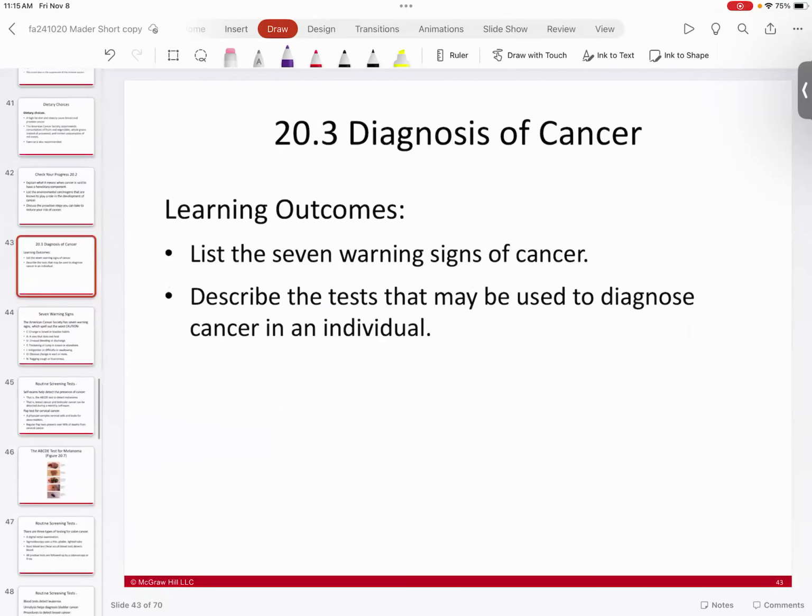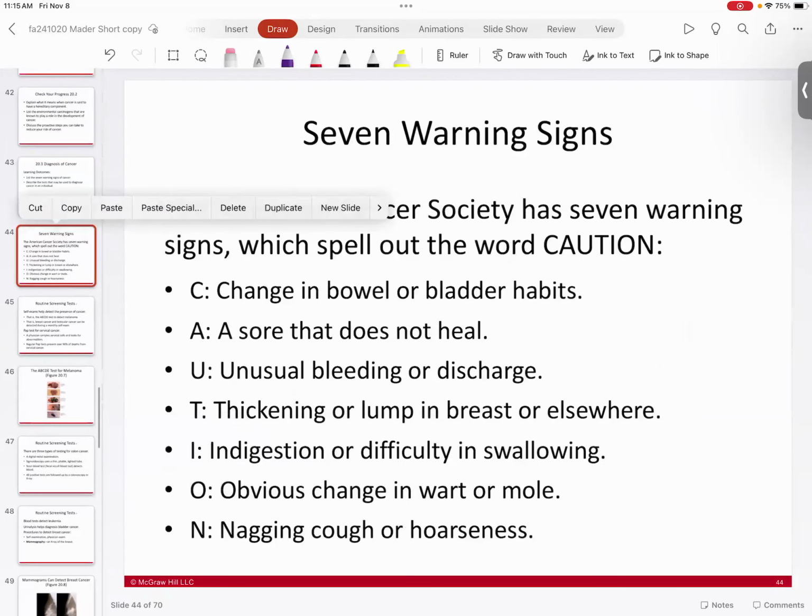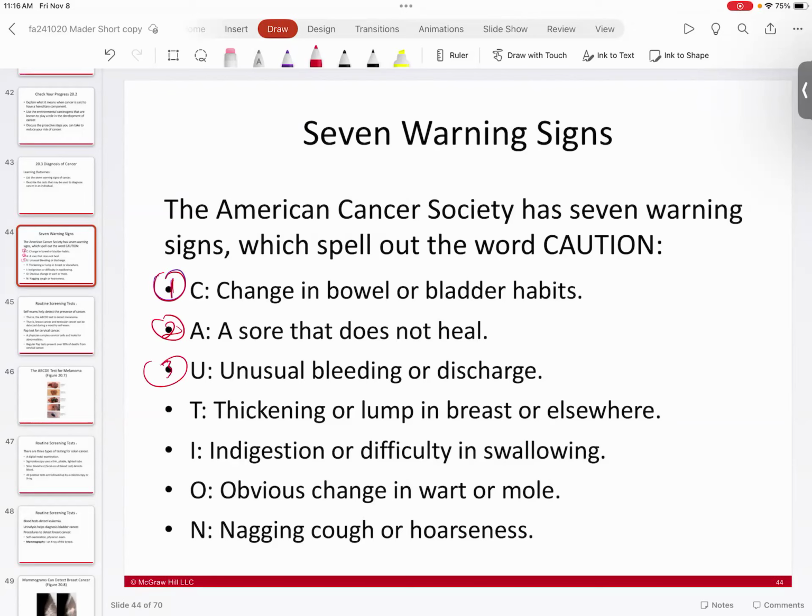Okay. Now let's take a look at diagnosis. All right. So basically, when we take a look at diagnosis, you have seven warning signs associated, we refer to as caution. First of all, if you experience a change in your bowel or bladder habits, make a note of that. If you have a sore that just has a hard time healing, make a note of that one. That's a pretty common sort of occurrence. If you have unusual bleeding or discharge from anywhere, make a note of that, right?